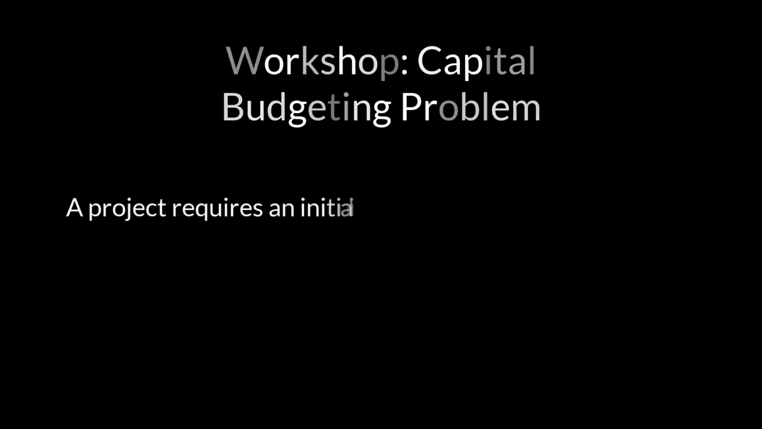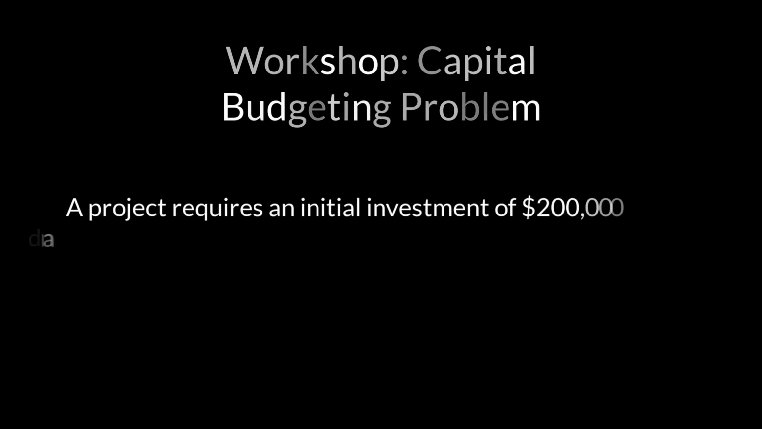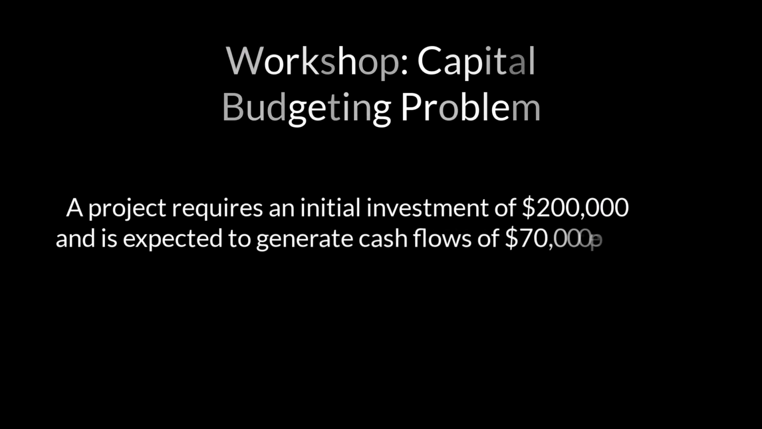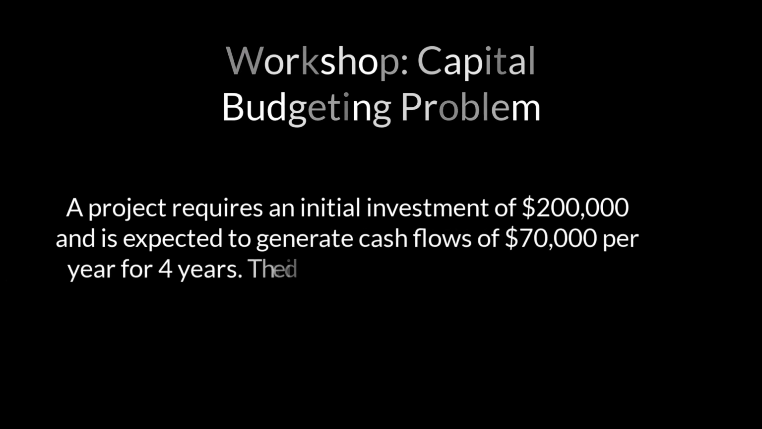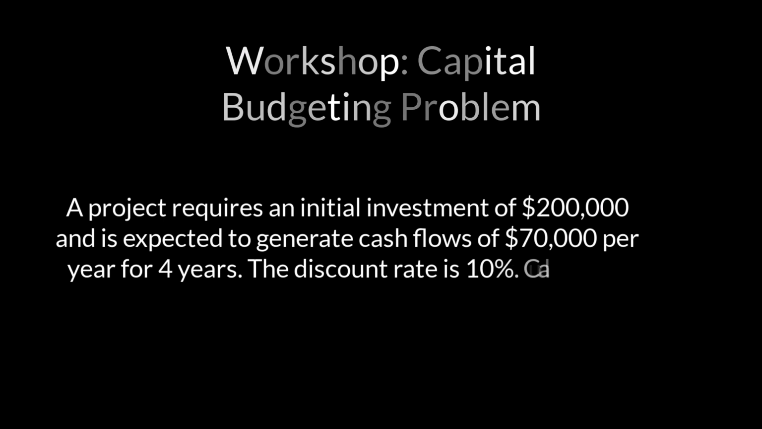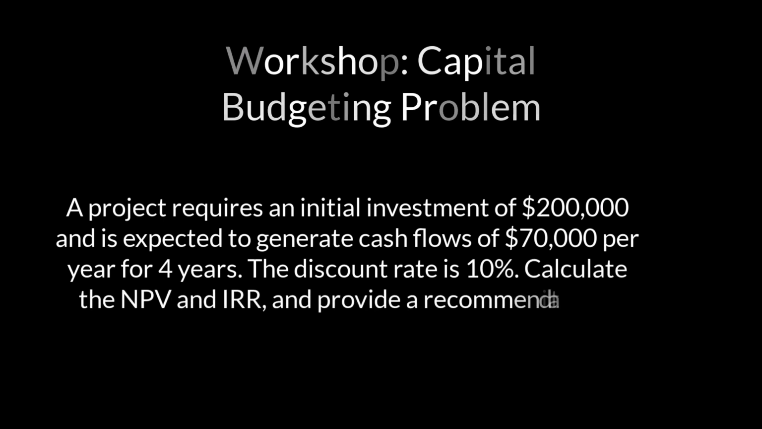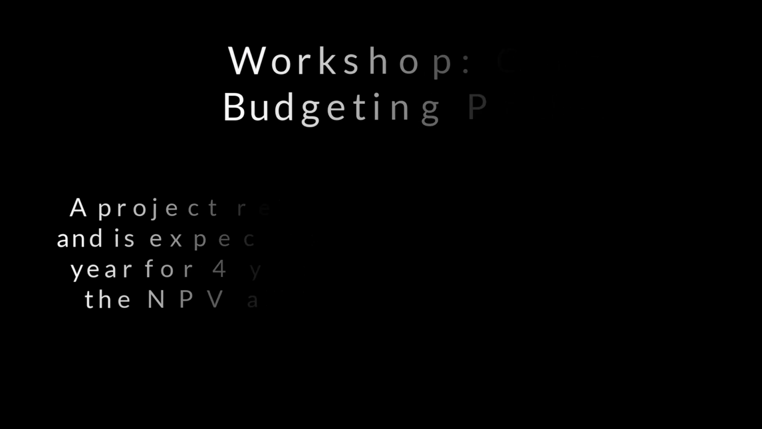Here is a typical capital budgeting problem. A project requires an initial investment of $200,000 and is expected to generate cash flows of $70,000 per year for 4 years. The discount rate is 10%. Calculate the net present value and the internal rate of return and provide a recommendation. Let's build a solver prompt using our 4P framework.